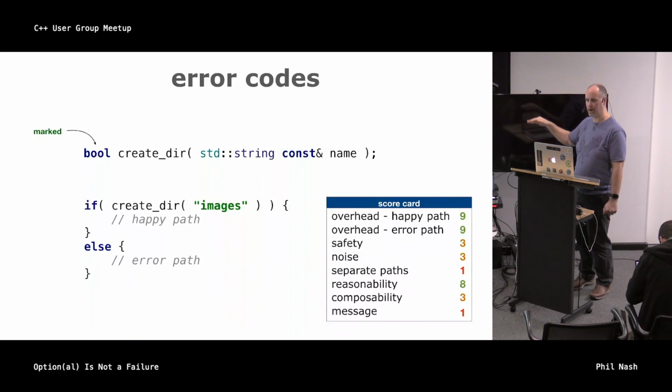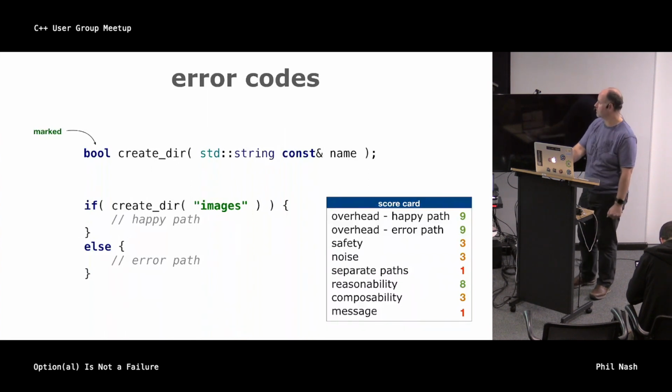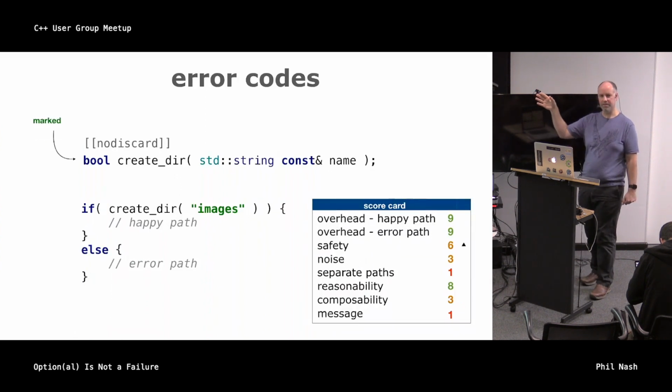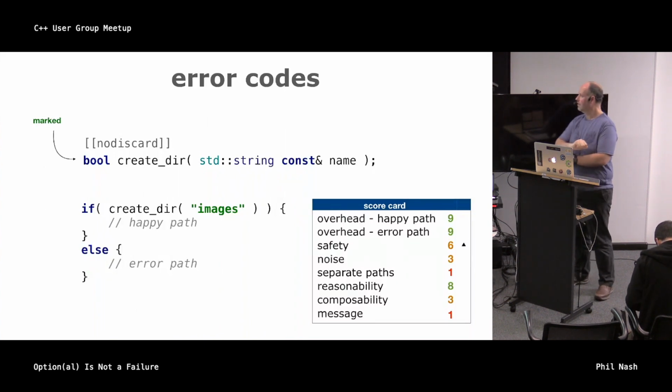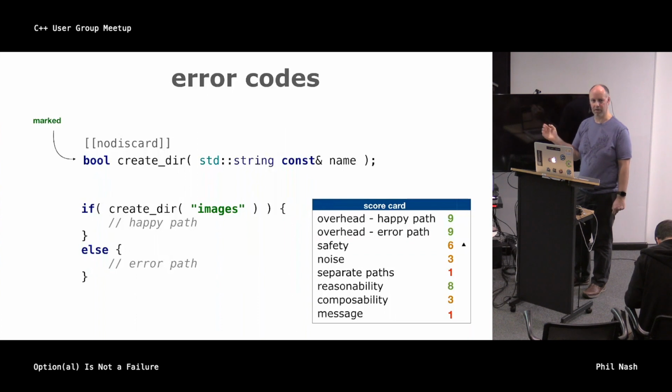So I've gone through those one by one here, because it's the first one. I'm just going to concentrate on the differences now. Let's see what we can do to fix this a bit. You may be thinking, well, we can make this a bit safer by putting nodiscard on there. That's the attribute introduced in C++17, which doesn't guarantee, but it gives the compiler the ability to warn you if you don't immediately use that return value, and most do. So I definitely recommend using that if you're going to use this type of approach. That will make it safer. It doesn't really affect any of the other scores, but that's definitely a small win, so that's good.